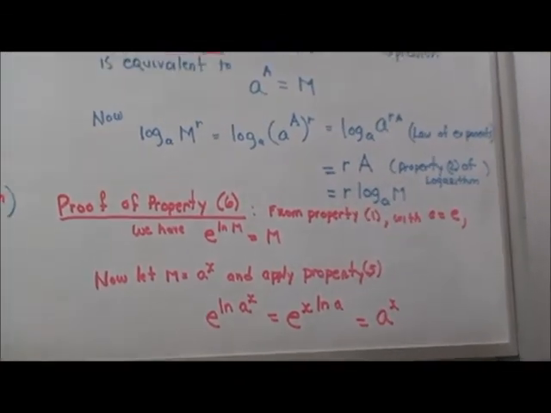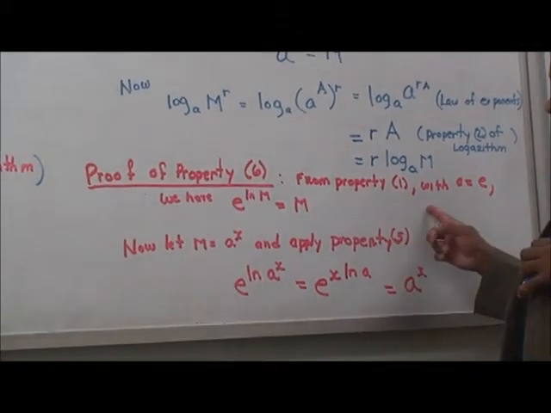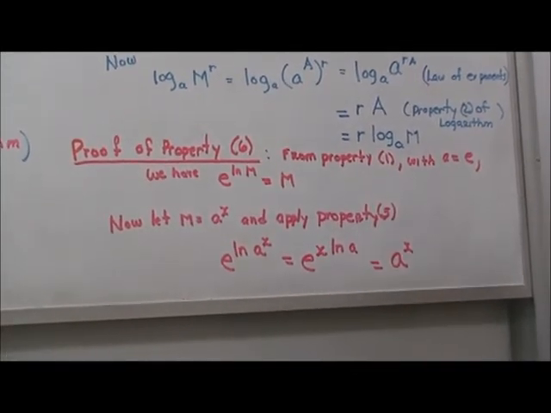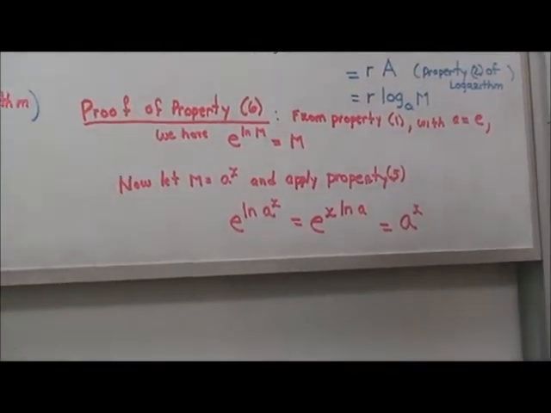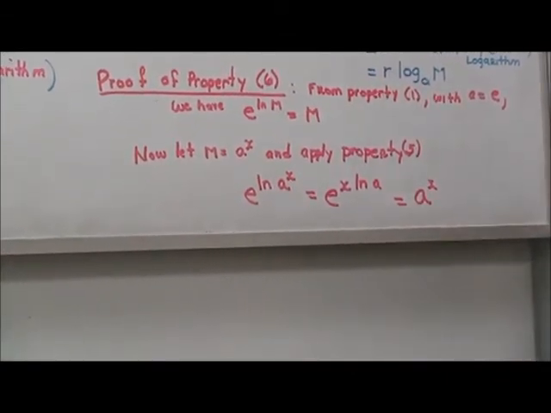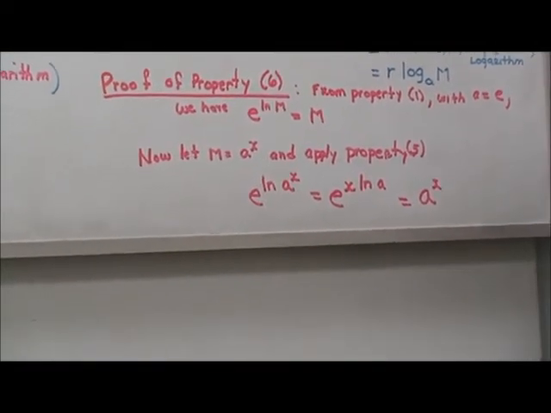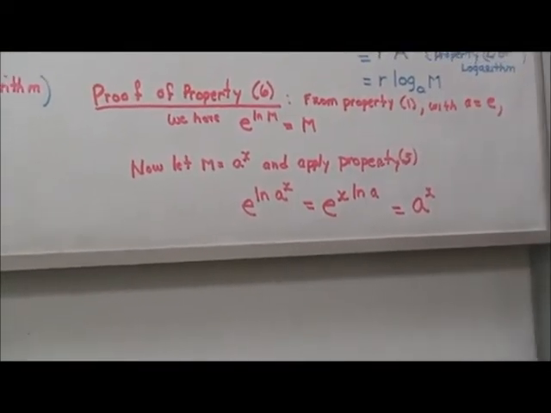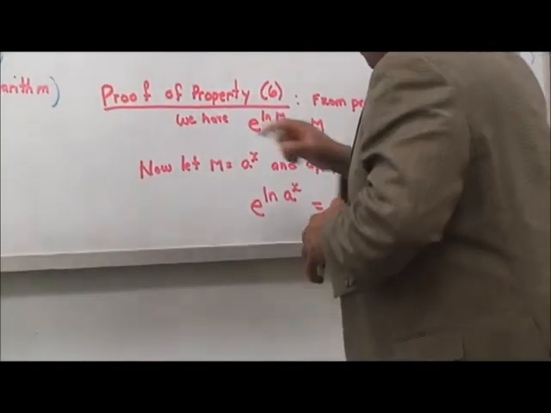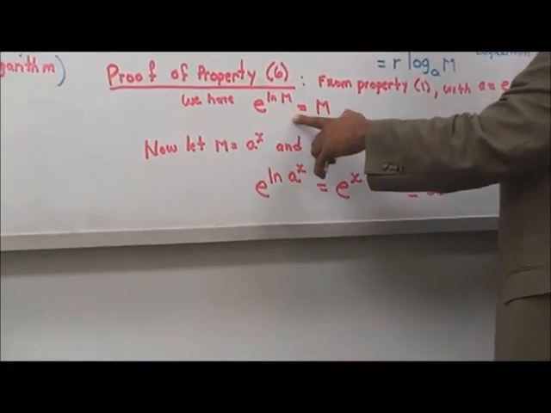Now, let's look at property 6, the proof of property 6. From property 1, with a equal to e, and we're going to talk about e a little bit later on, e represents an irrational number. It's a constant too, which represents some value on your calculator. We'll speak of that in a little bit. We have e raised to the natural log of m is equal to m.